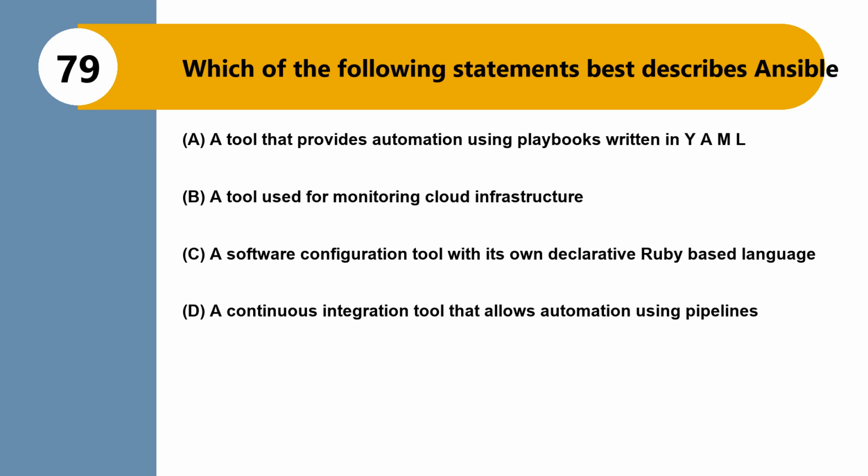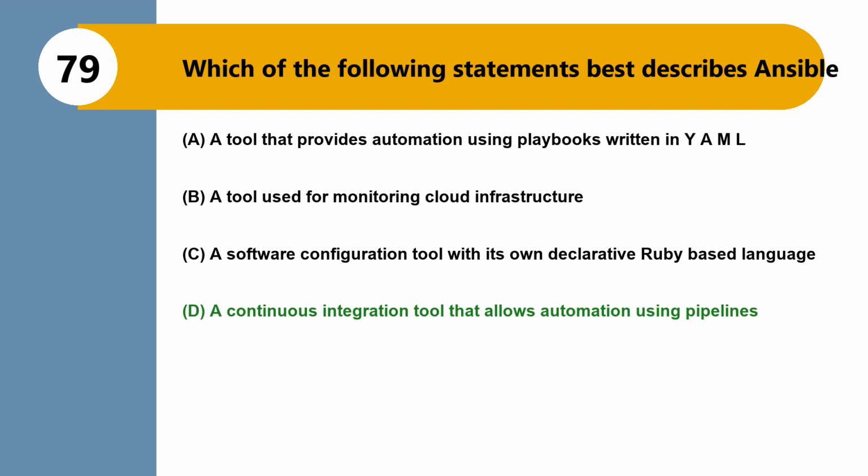PAM_tally2. The PAM_tally2 module maintains a count of attempted accesses and can lock accounts after too many failed attempts. Question 79. Which of the following statements best describes Ansible? Option A. A tool that provides automation using playbooks written in YAML. Option B. A tool used for monitoring cloud infrastructure. Option C. A software configuration tool with its own declarative Ruby-based language. Option D. A continuous integration tool that allows automation using pipelines.